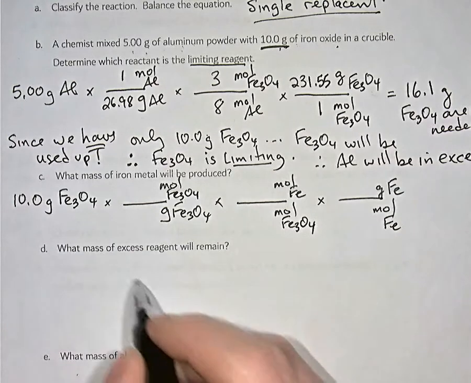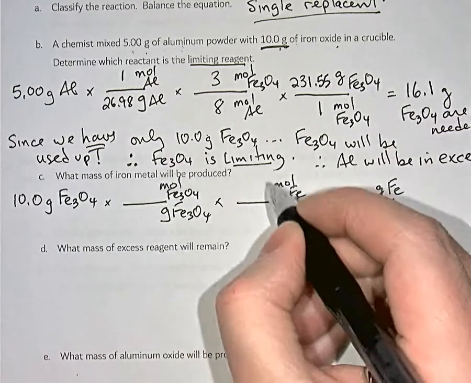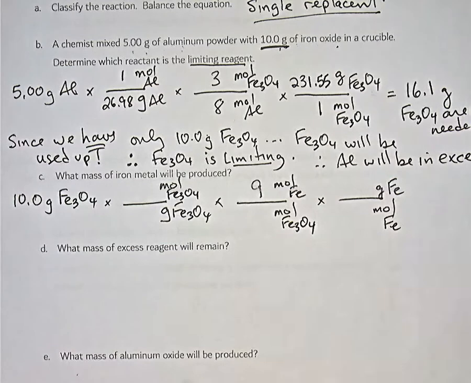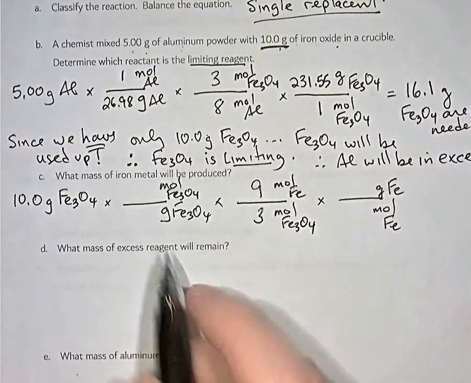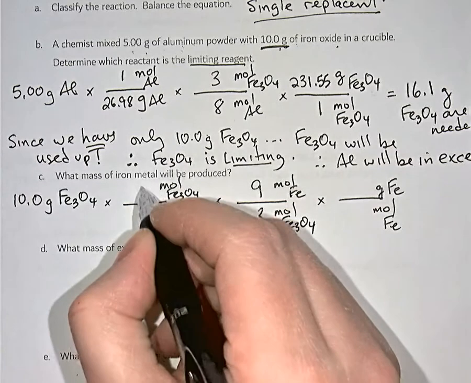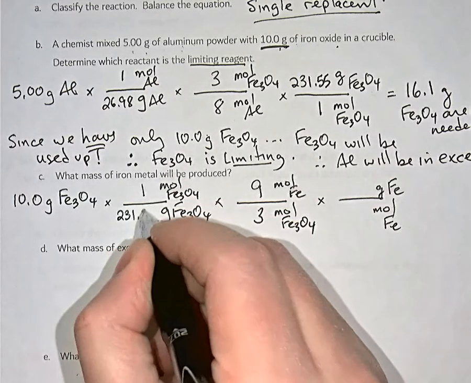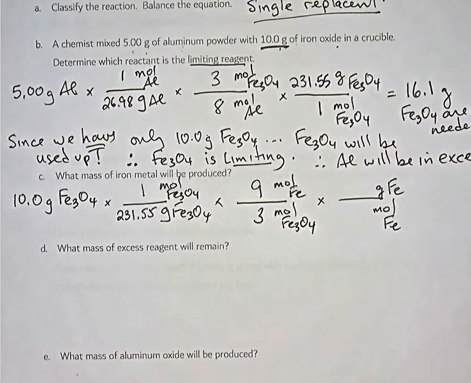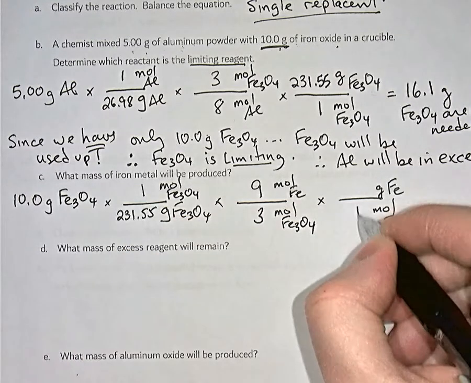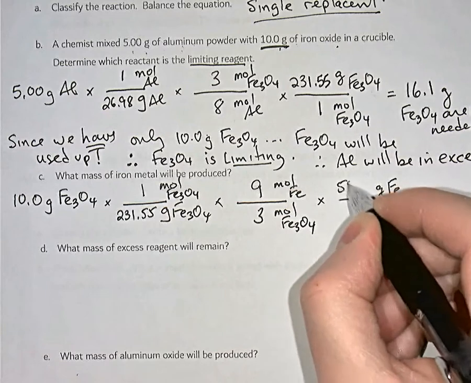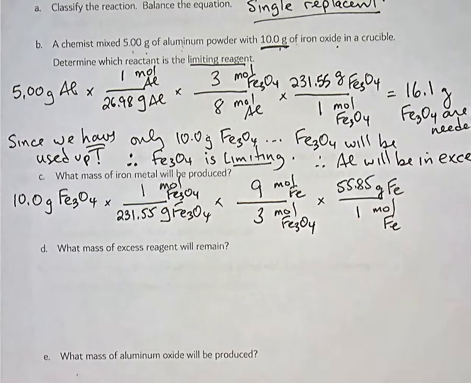All right, so the balanced equation ratio told me 9 moles of iron for every 3 moles of iron oxide. The molar mass of iron oxide, 1 mole, was 231.55 grams, and the molar mass of iron metal from a periodic table, 55.85 grams.